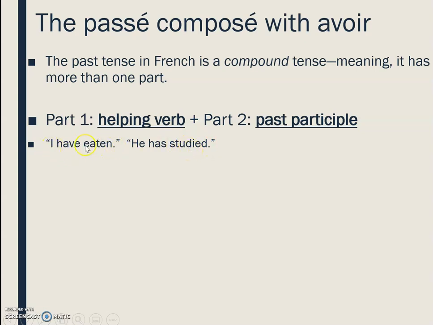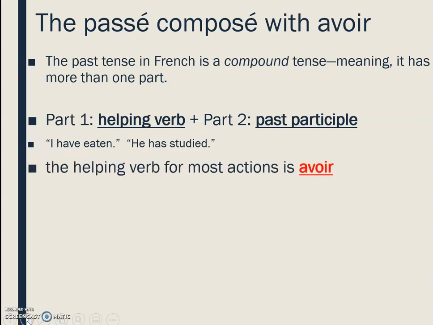Another example, I have eaten. We have the helping verb have, and then we have a past participle. It's easy to do in English. It is a little bit more complicated in French. Actually, it starts out very easy and it gets a little bit more complex as we go. Let's start looking at le passé composé in French.